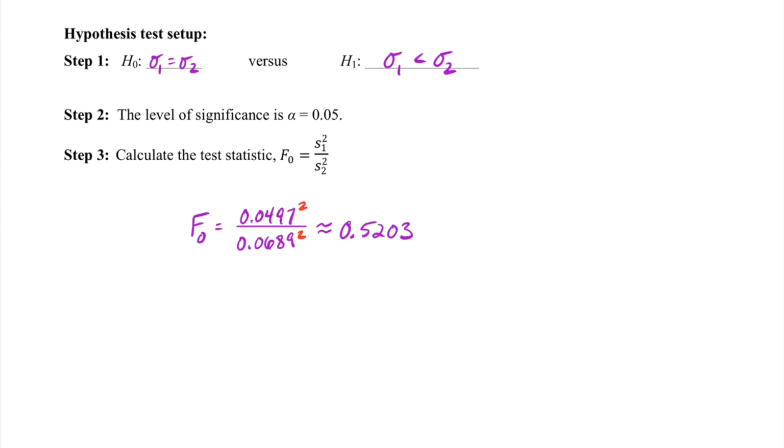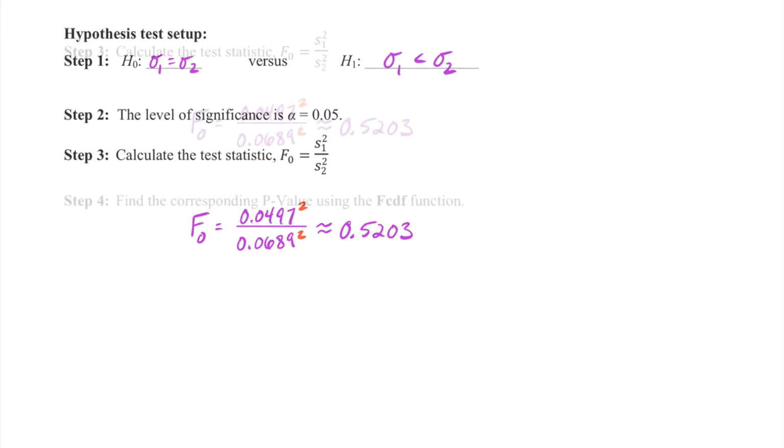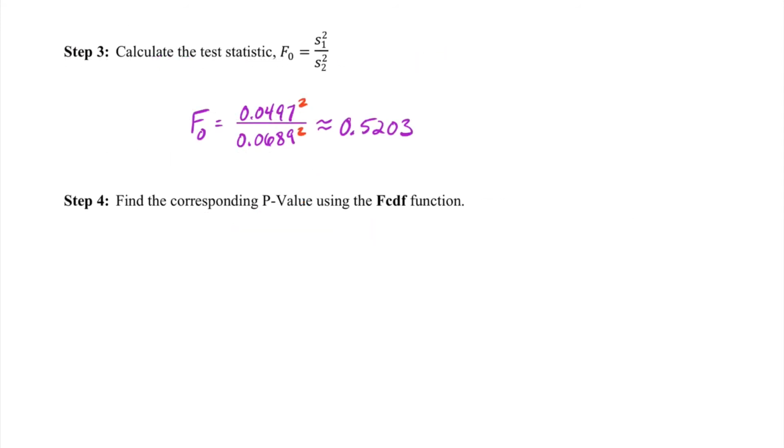Now, just to be clear, from our calculator, our F statistic was slightly different. Nothing to worry about, just a result of rounding error. So make sure you know either way is okay. If that's okay, then our next step would be to find our corresponding p-value. Well, to find the p-value, we need to use our FCDF function. Remember, we have a left-tailed test, so that means our lower bound would be our negative 10 to the 99, up to our F statistic, that would be a 0.5203.